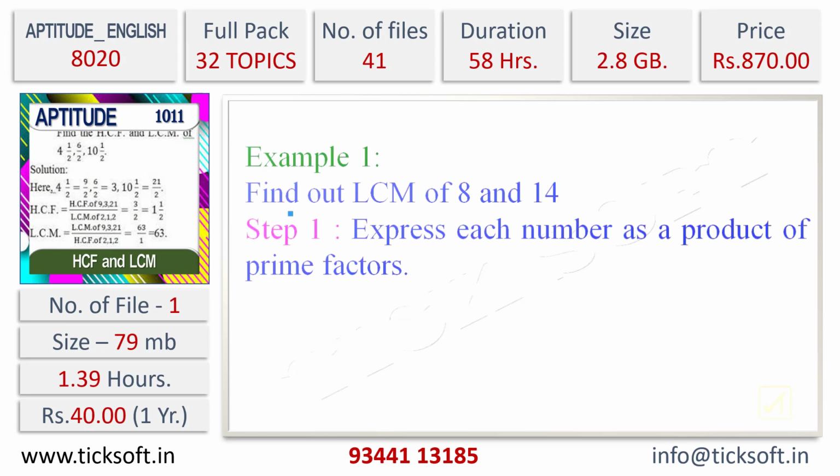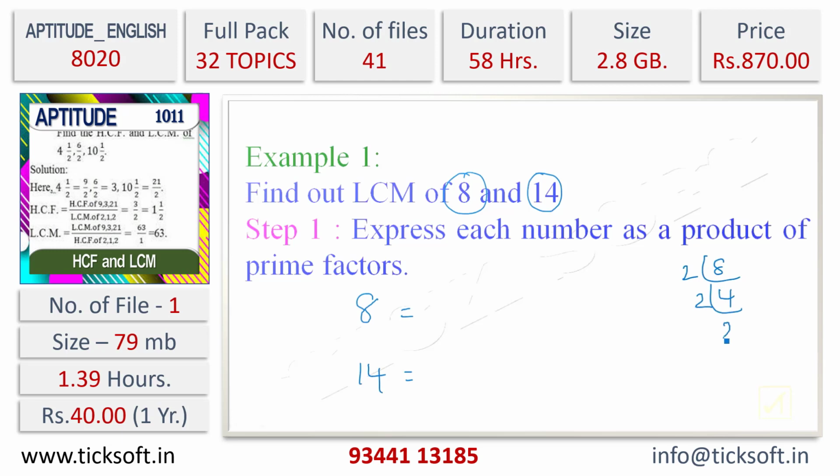Let us see some examples for this. Example 1 is to find the LCM of 8 and 14. What is the first step? The first step is to express each number as a product of prime factors. So we have to express 8 as a product of prime factors and 14 as a product of prime factors. If we divide 8 by 2, then we will get 4.